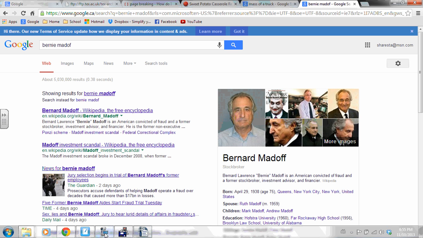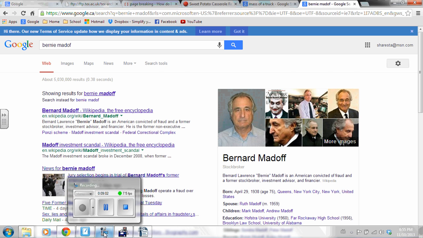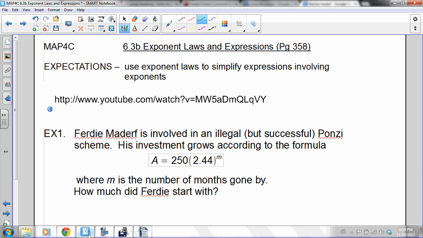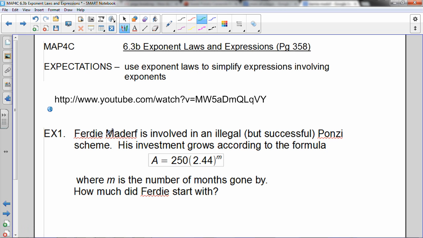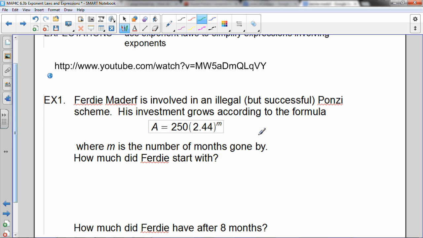And hopefully you watch that video about the Ponzi scheme. It's got nothing to do with math, but it does have to do with the next example that we'll talk about, which is a bit of fun. So Ferdy Madoff is involved in an illegal but successful Ponzi scheme. His investment grows according to this formula. And we're going to talk about exponential models. Notice the unknown is in the exponent. That makes an exponential model, where m is the number of months gone by.